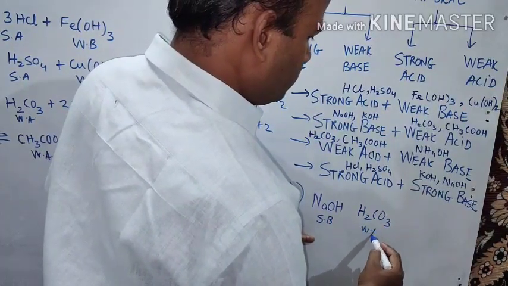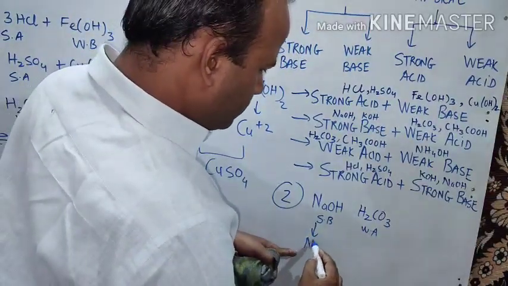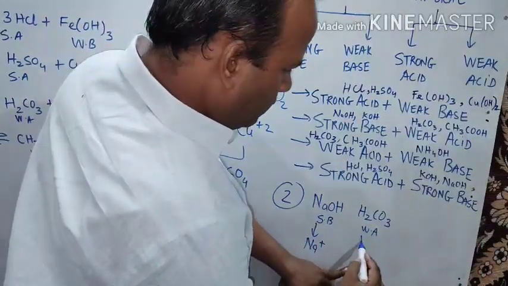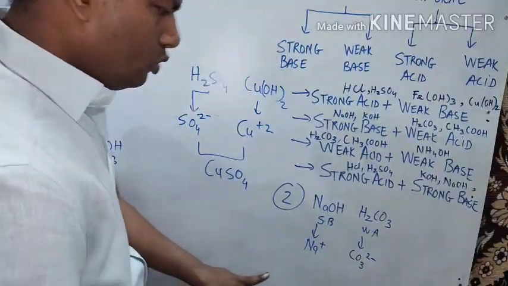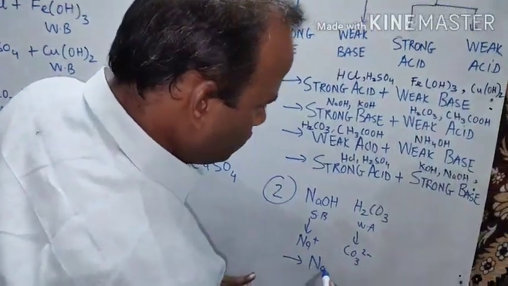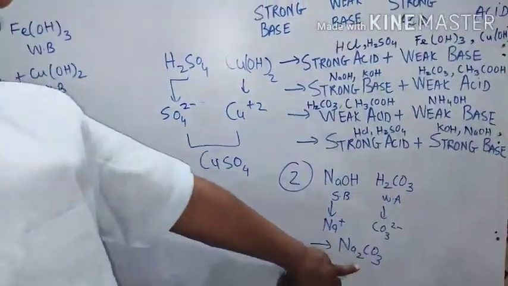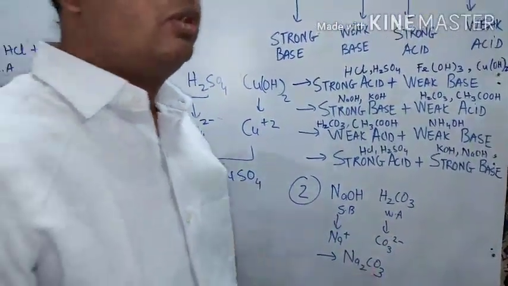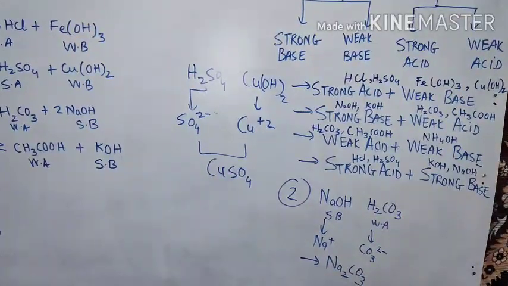Weak acid. So base gives cation, so we have Na plus. Acid gives anion, we have CO3 2 minus. So we combine this, we get Na2CO3. So this salt we are getting from a strong base and weak acid. So this is the method how we find the salts.